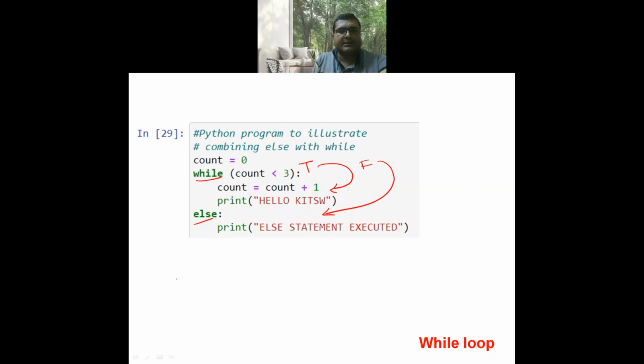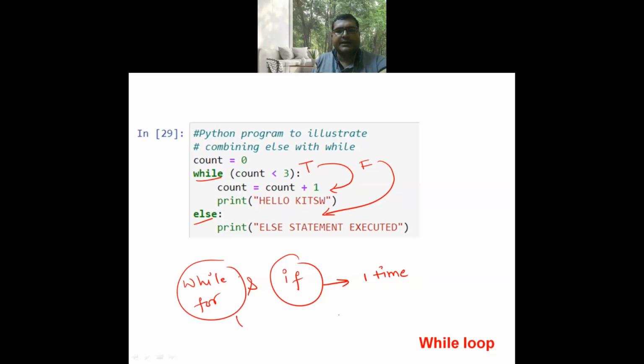The difference between while or for and if is that an if statement executes only one time, while for loop statements get executed based on the iteration variable.